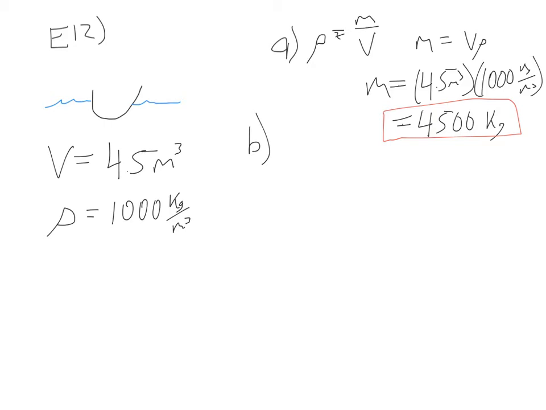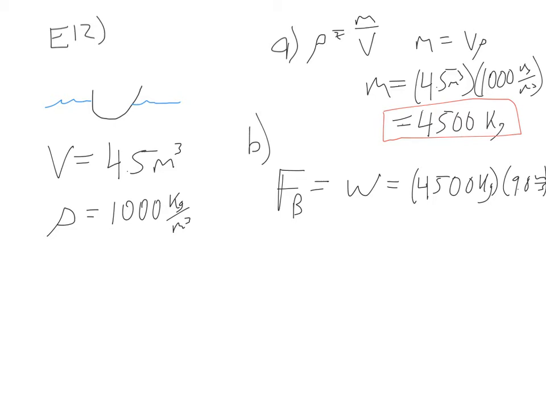All right, part B says, what is the buoyant force acting on the boat? Now, this has to do with Archimedes' principle. Archimedes' principle tells us that the buoyant force is going to equal the weight of the displaced water. However much water is displaced, the weight of that water is going to be equal to the buoyant force acting on the boat. So the weight of the water is going to equal the mass of the water, which is 4,500 kilograms, times the acceleration due to gravity, which is 9.8 meters per second squared.